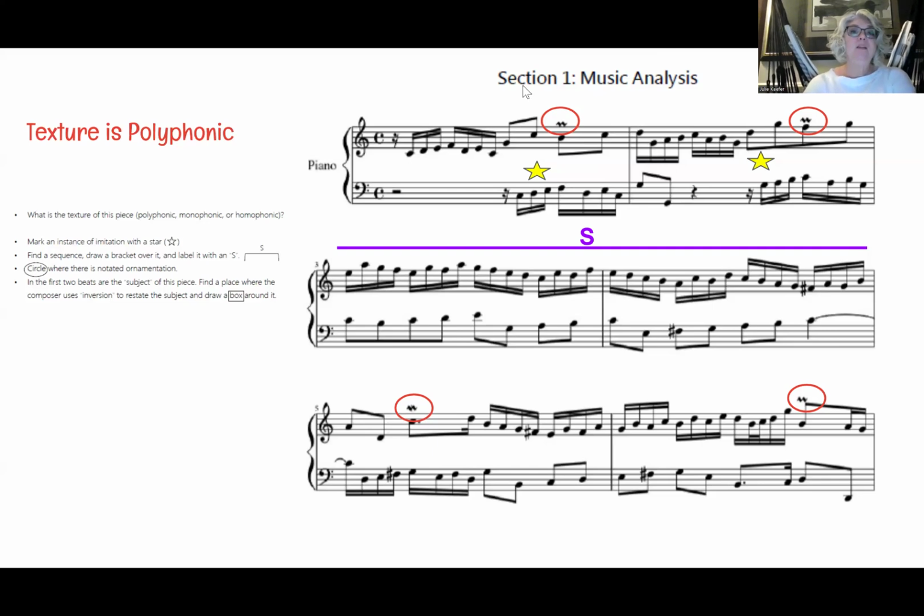Now, a lot of songs are based on what they call the subject, very similar to English class, where you have some subject that you're writing about. In this song, these first 7 notes, that is your subject. So they've built this entire little piece on just those 7 notes. So what they want you to do is find a place where the composer uses what we call inversions to restate the subject, and you're supposed to draw a box around it.